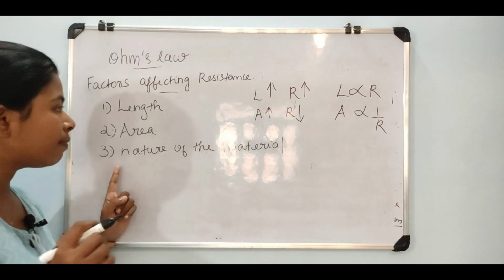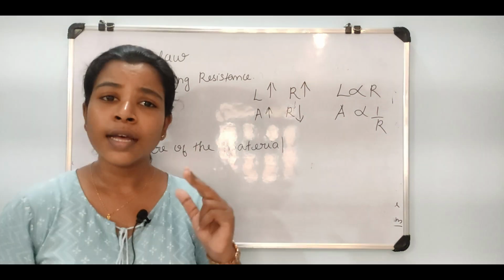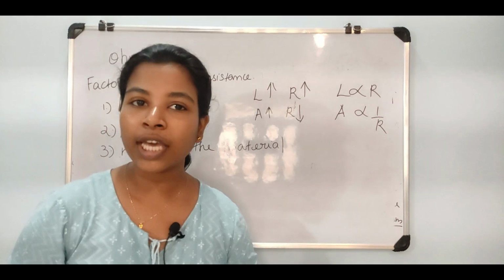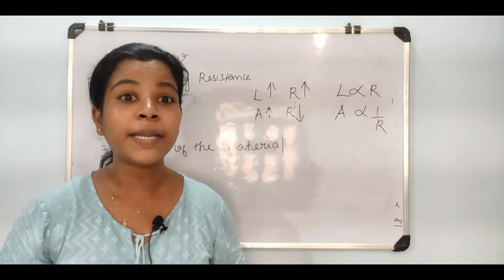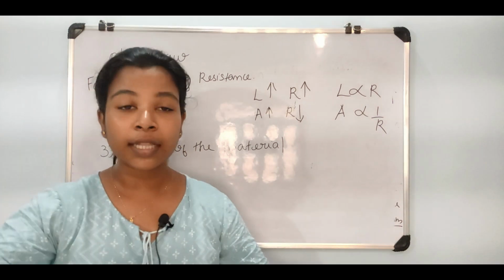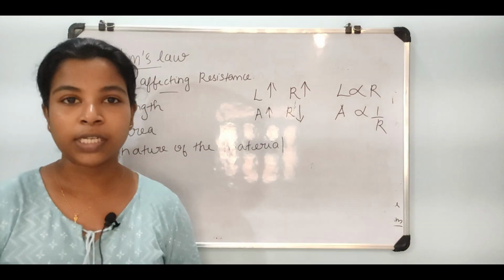And what is the third factor? It is the nature of the material. So the resistance is different for different materials. Okay, it is not the same for all the materials. For one kind of metal, the resistance will be one value, and for another metal it will be different. So it also depends on the nature of the material. Followed.